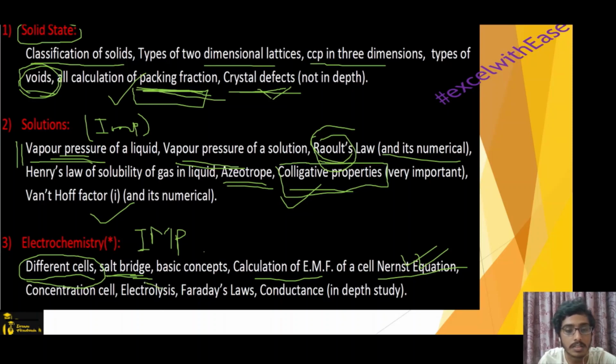Concentration cell, electrolysis is another important topic, Faraday's law obviously, and conductance. Now from conductance again, this is a very important part. You can find questions from here. It was there also in the previous years. So from electrochemistry, although the whole chapter is important because it's a very basic and conceptual important chapter of physical chemistry, the most important concepts for your WBJEE are the different types of cells, salt bridge, calculation of EMF, especially using Nernst equation, electrolysis, and your conductance. That part where you are given those resistivity values, and you have to find the molar conductance and all those.